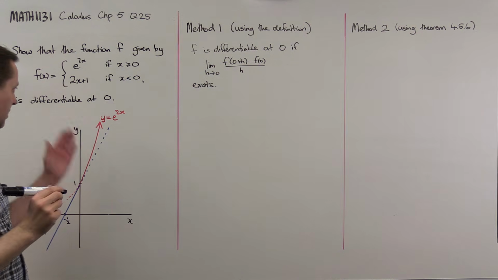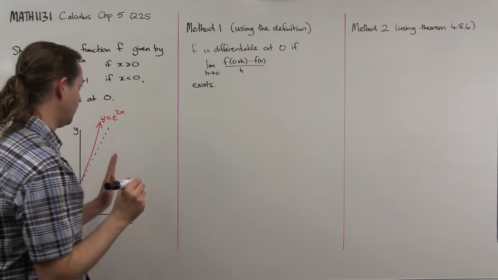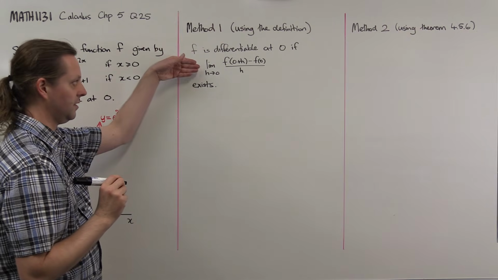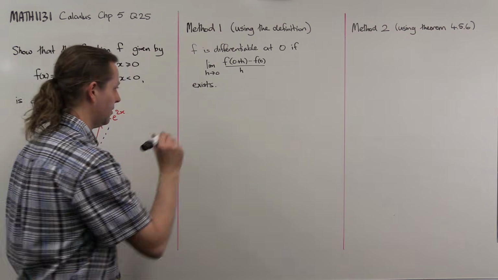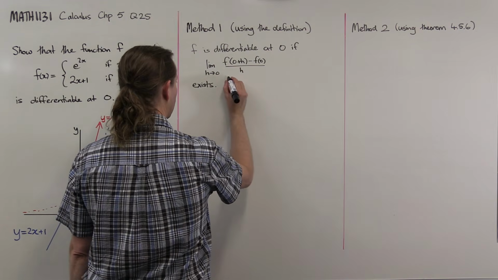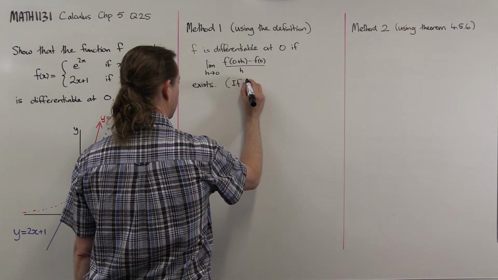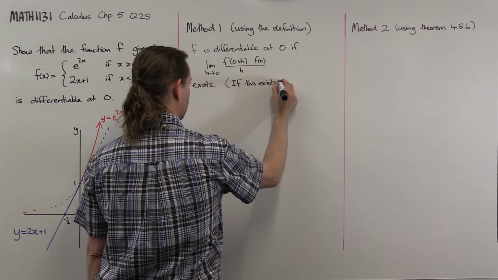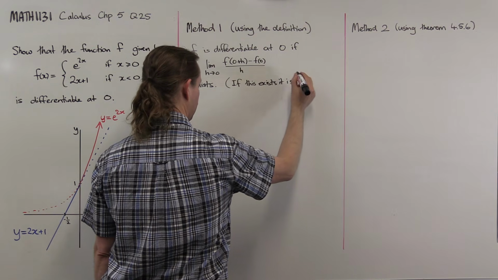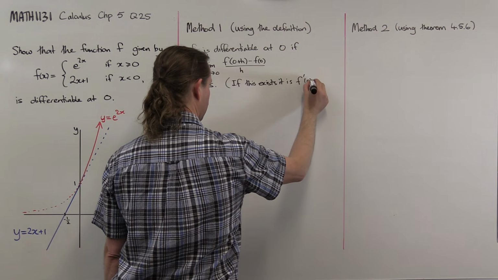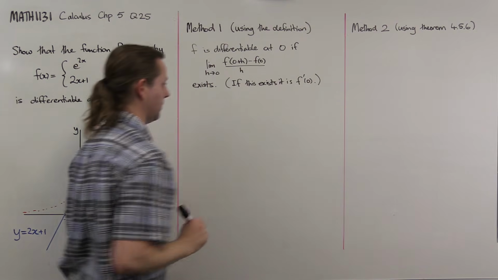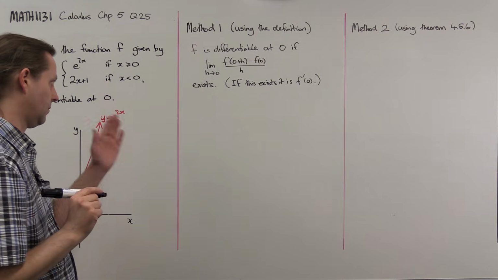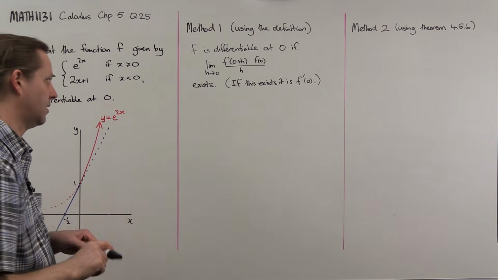Okay, now the question actually doesn't ask us to find the value of the derivative, it just asks us if the derivative exists, but I'll just make a note of the fact that, of course, if this limit exists, then the number you get is the derivative. So if this exists, it's called f dashed of 0. Okay. All right, so we'd like to now try to show that this limit exists.